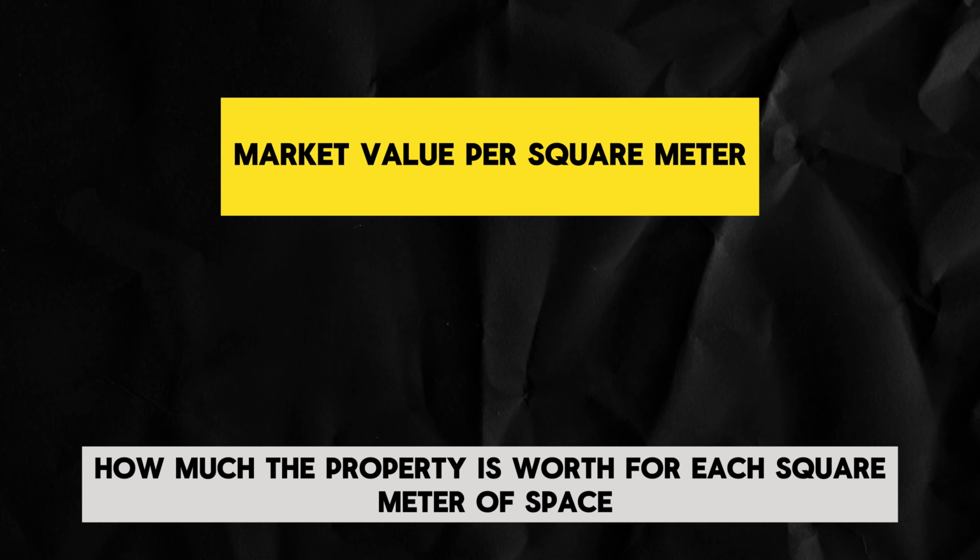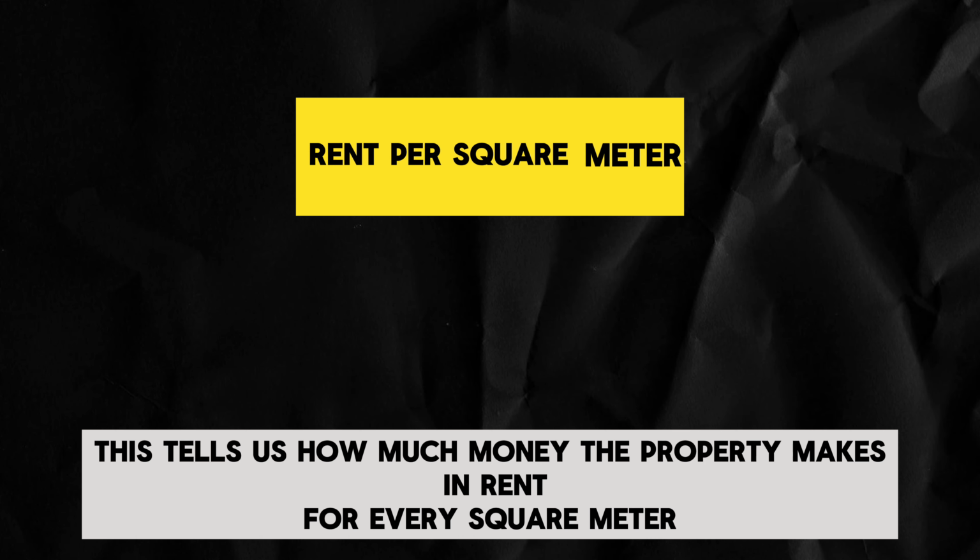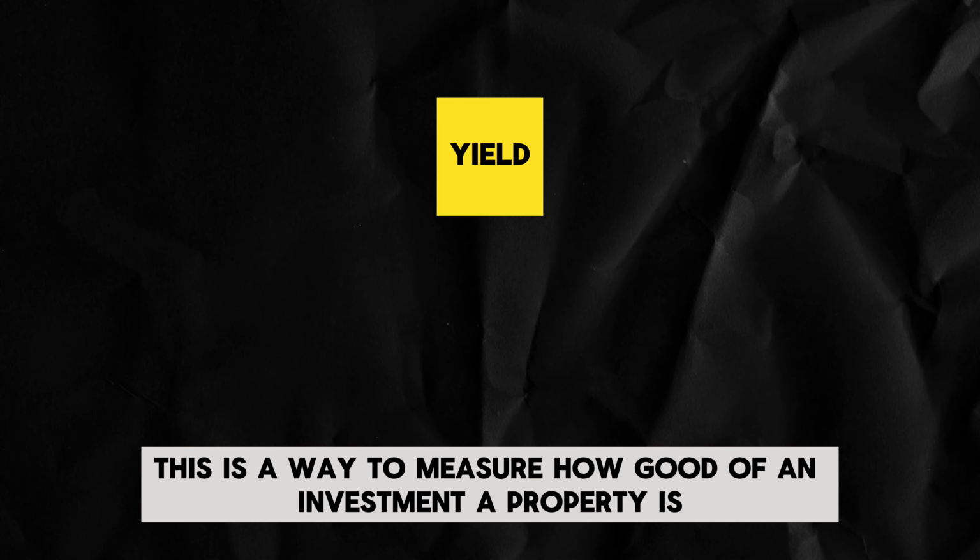This is how much the property is worth for each square meter of space it has. Rent per square meter. This tells us how much money the property makes in rent for every square meter of space. Yield. This is a way to measure how good of an investment a property is.